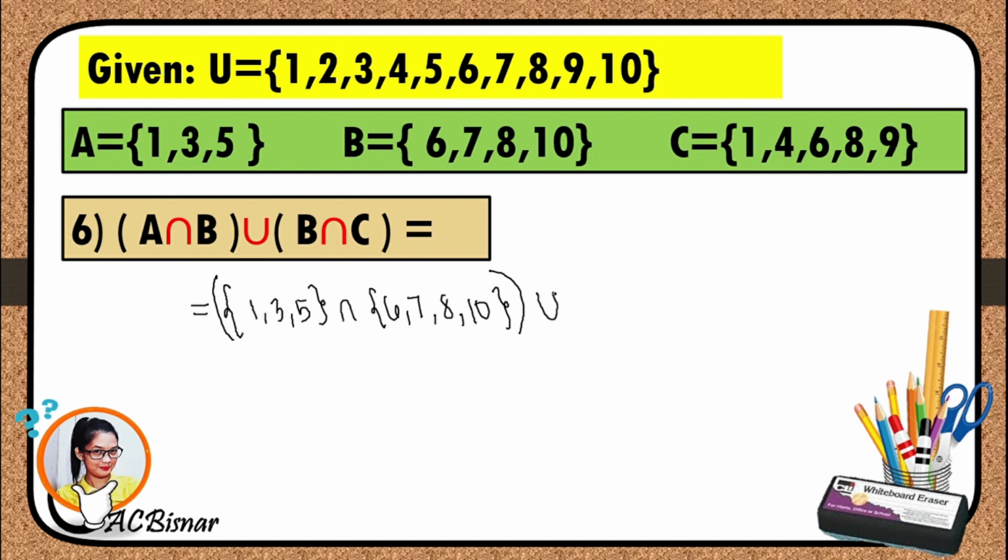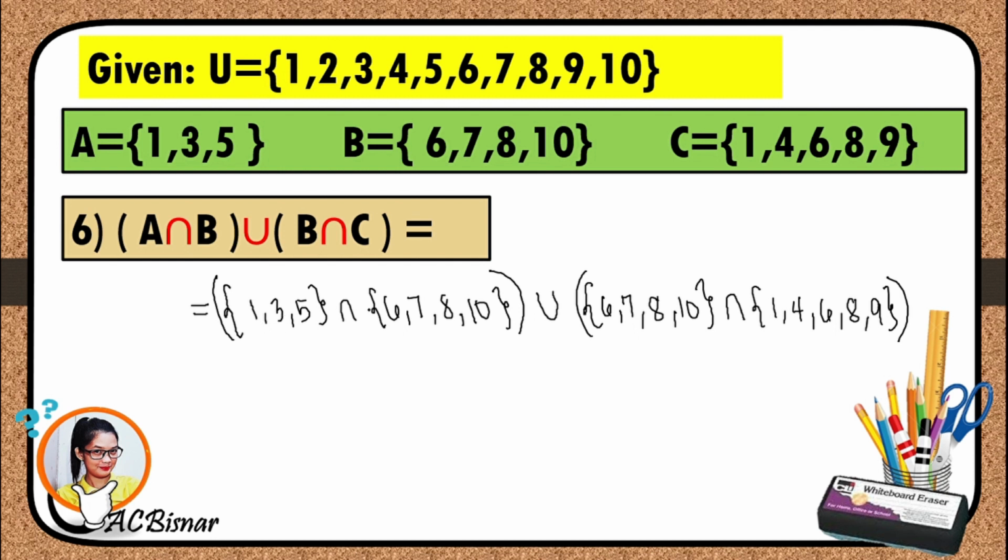Next, you need to find its union with the intersection of B and C. So the elements in B, we have 6, 7, 8, and 10. Then you need to find its intersection with the elements in C. We have 1, 4, 6, 8, and 9. So, to get the intersection, you need to find what are the common elements.